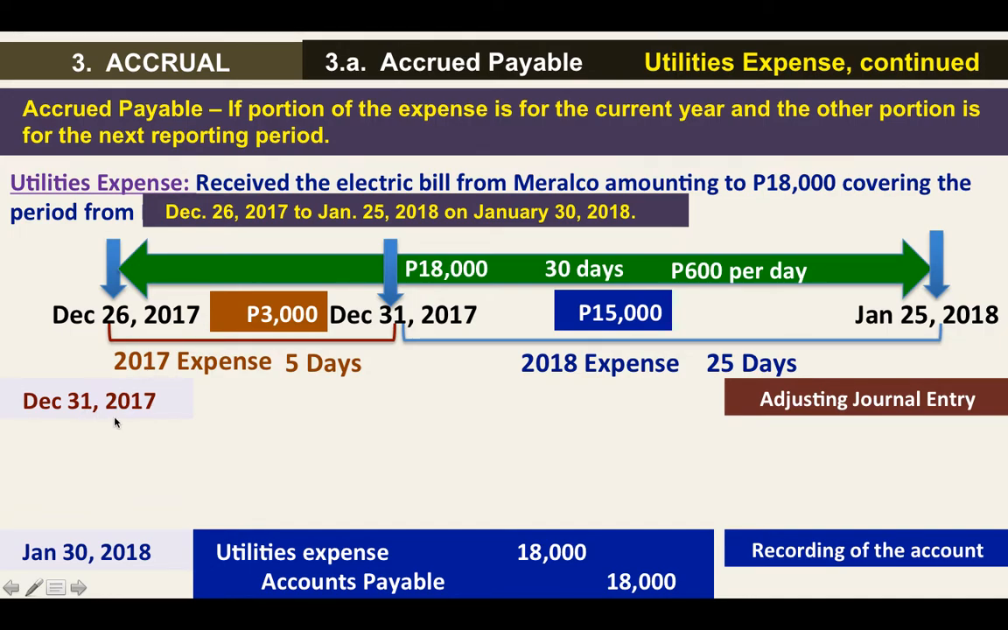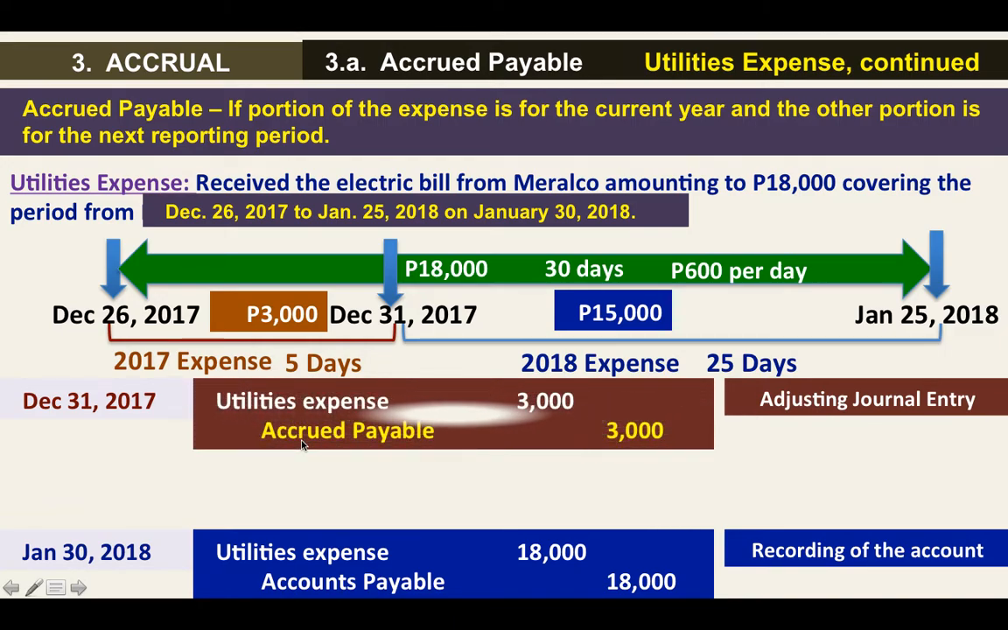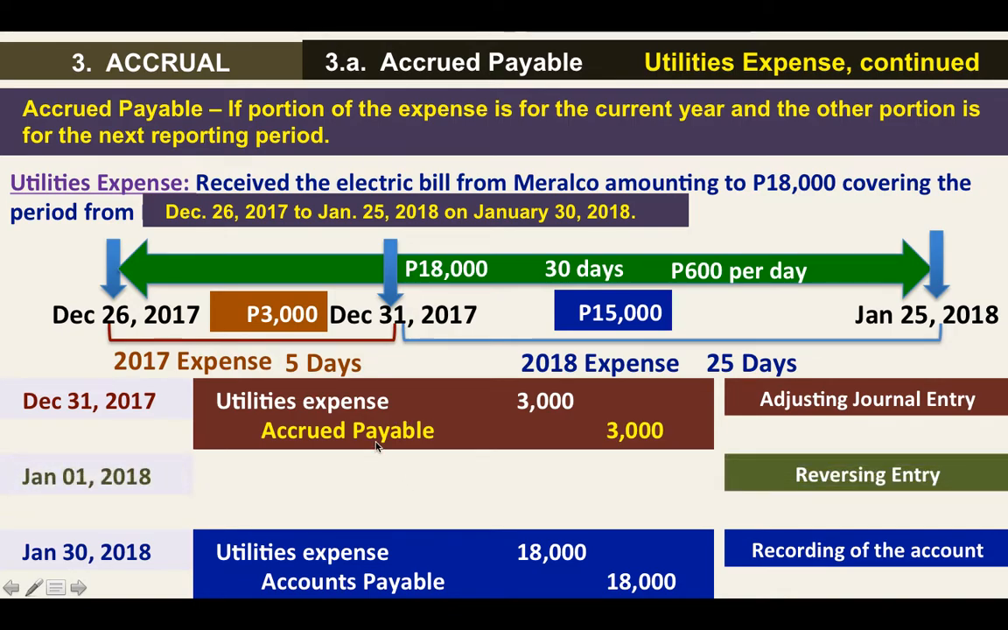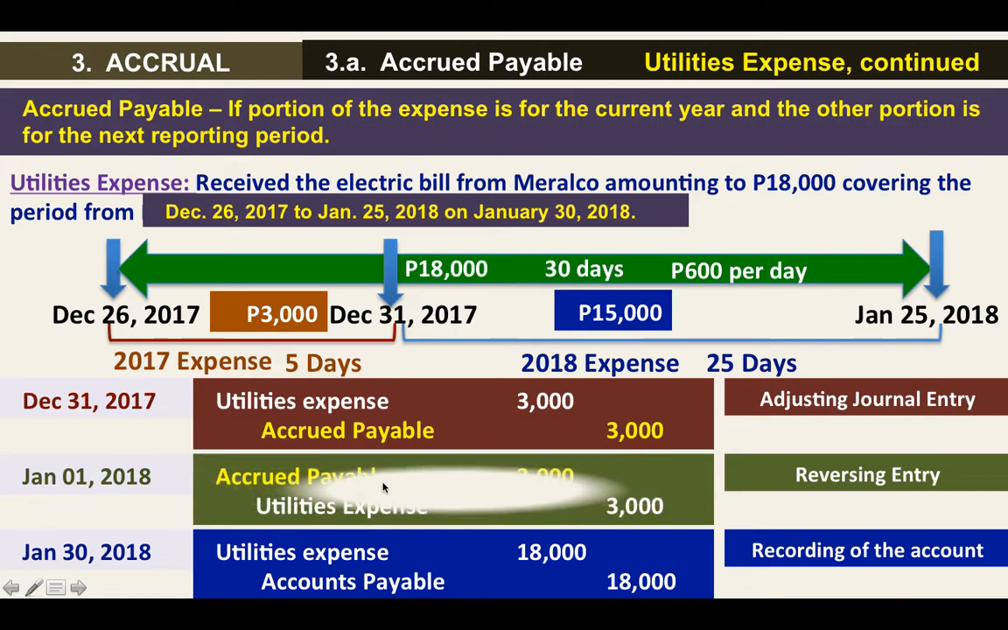So on December 31st, 2017, we can record the adjusting journal entry by debiting utilities expense 3,000 and crediting accrued payable. Accrued payable kasi 2 periods yung expense ng utilities. It is for 2 periods. So the first entry that we have to do on January 1st is the reversing entry. Reversing entry, lahat ng accrued natin, i-reverse natin.